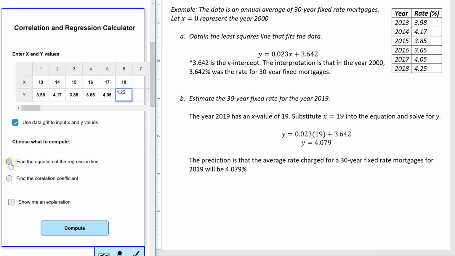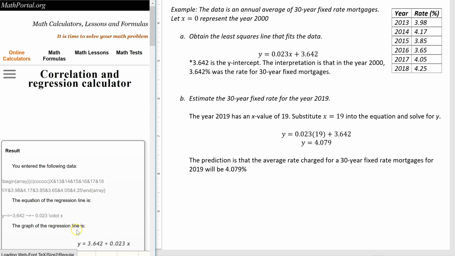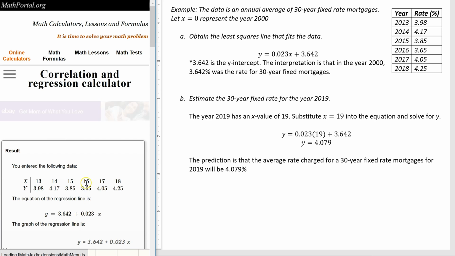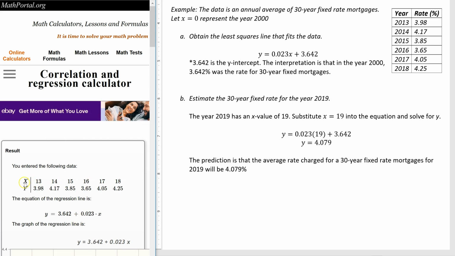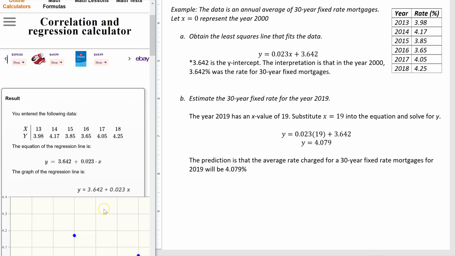Next piece I'm going to do is click the button, find the equation of the regression line, and I will hit compute. This particular website does take a while to process the data, but you can see here in the box is the table that I entered, and right below that is the equation. Let's take a look at the graph for this equation.